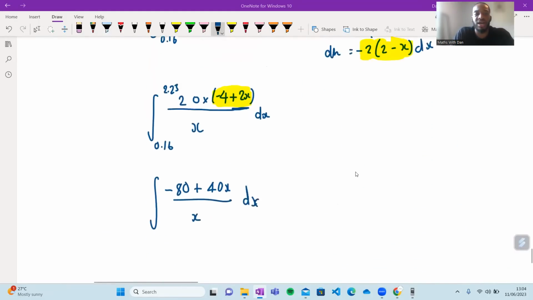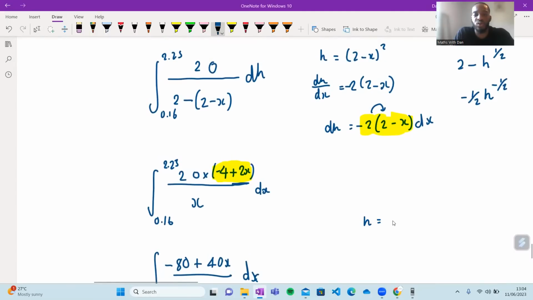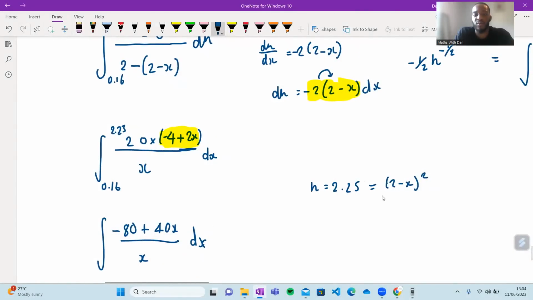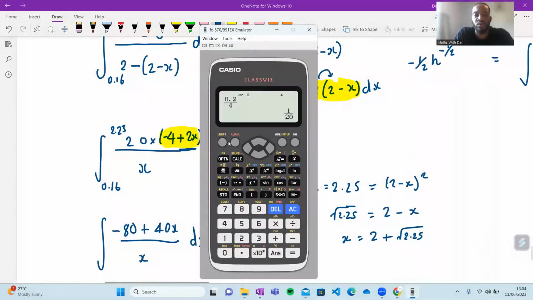But yeah, cool. So we've got this here now. What have I got? We've got h is equal to 2.25. And then remember, h is equal to 2 minus x, all squared. So if I want to get x now, I'm going to square root both sides. If I square root both sides, I have the square root of 2.25, which will equal 2 minus x. So therefore, x is just equal to 2 plus the square root of 2.25, isn't it? Put this in here, see what I get. 2 plus square root of 2.25 gives us 7 over 2.